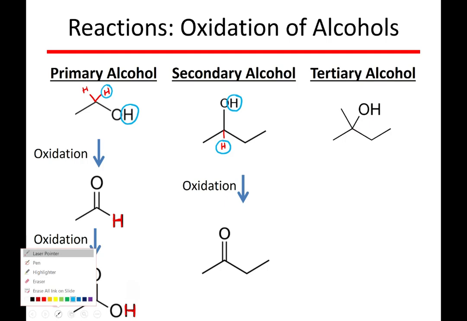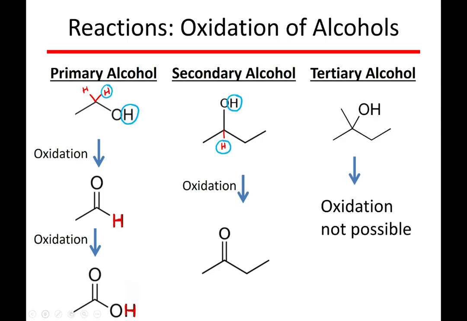Think about what would happen if you were to try to form another bond between carbon and oxygen here. You would end up making 5 bonds to carbon, and that violates the octet rule. And therefore, it is impossible to make a CO double bond. It is impossible to oxidize this alcohol. And so we just say for tertiary alcohols, there is no oxidation possible.